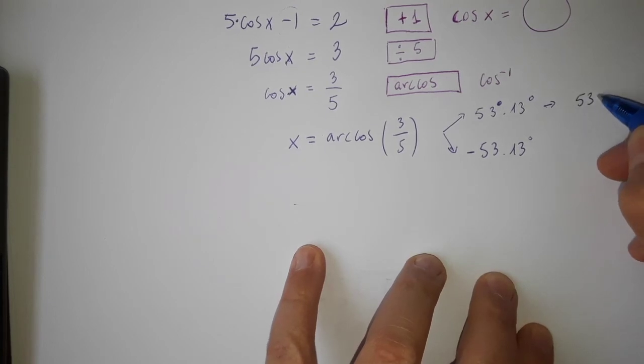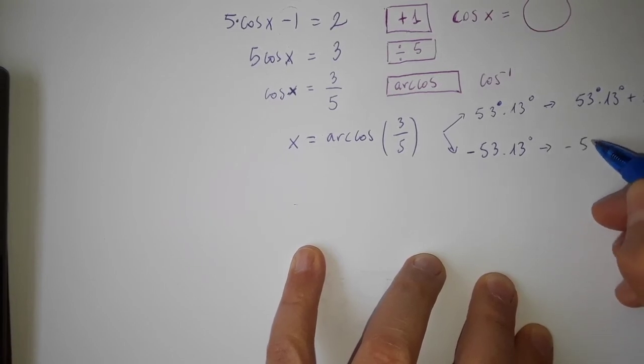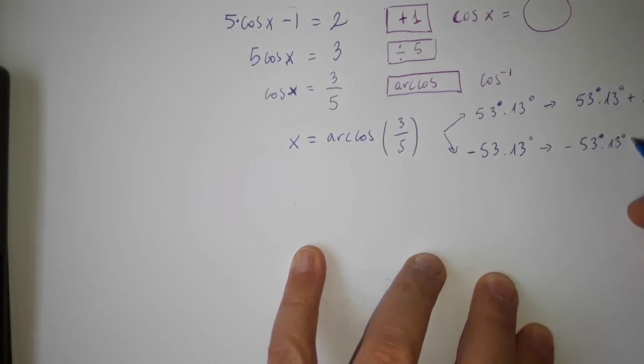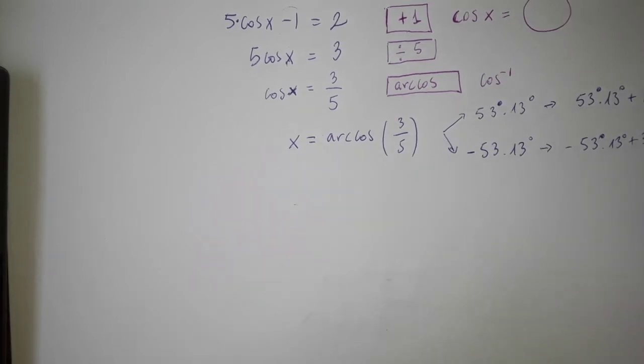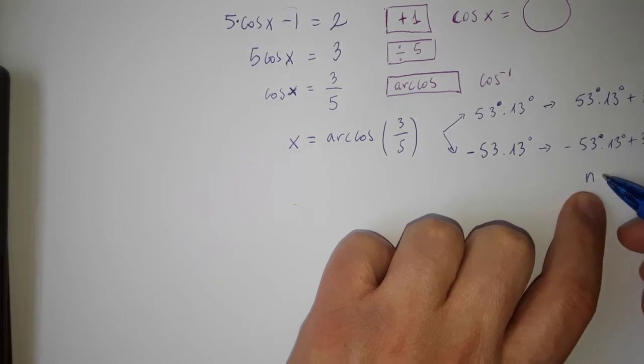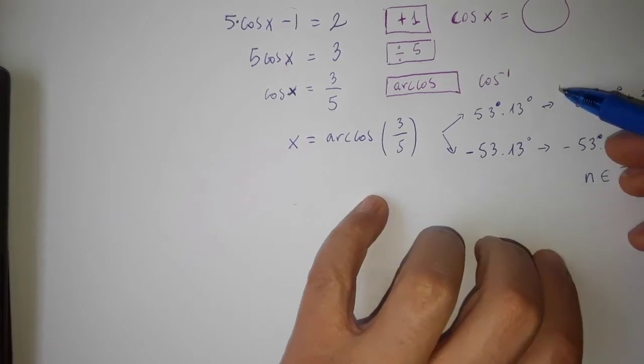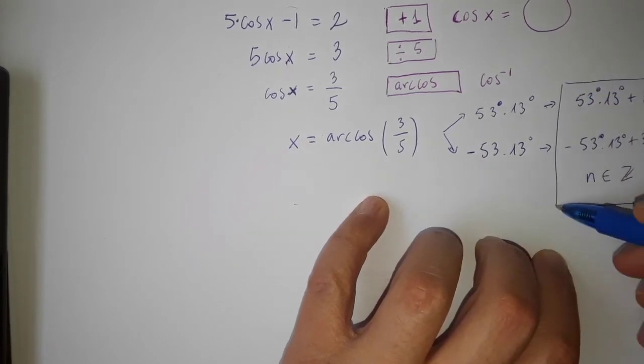So the way we're going to write this is 53.13 degrees plus 360 times n, and negative 53.13 degrees plus 360 times n, where n can be 1, 2, 3, 4, 5, or 0, or it can be negative 1, negative 2, negative 3. So n just can be any integer number. The way we write this is n belongs to the integers. So all of these are the solutions for this equation.